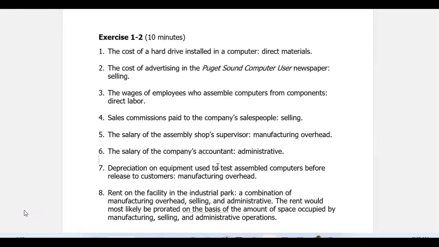Depreciation on the equipment used to test assembled computers in the factory before release to customers, manufacturing overhead. So any equipment in the factory, you don't call it depreciation expense. You put it under a T account called manufacturing overhead. If you have depreciation expense on your office equipment, that will be operating expense / general administrative expense. But equipment depreciation in the factory goes under manufacturing overhead.